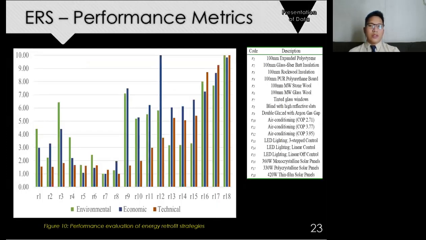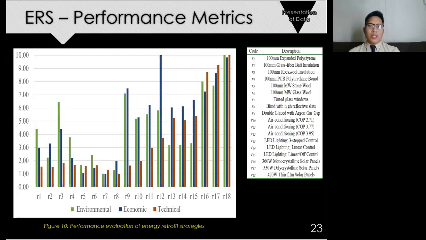Finally, this figure illustrates the normalized performance evaluation of each ERS. Evidently, there is a trade-off between each performance criterion. For instance, the energy potential of on-site generation strategies is noticeably quite significant despite its high investment cost. Alternatively, those strategies with lesser investment costs perform poorly.